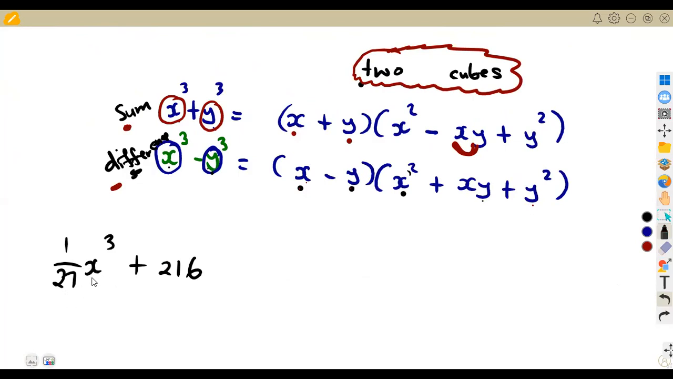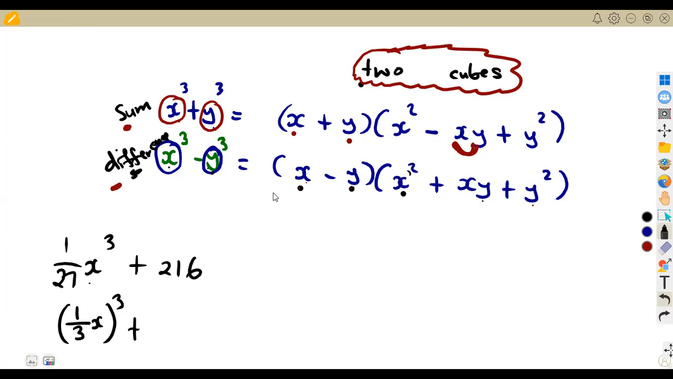Here, we're just going to consider, can we write this as a number to the exponent of 3? 1 over 27 as a fraction is the same as 1 over 3 to the exponent of 3. So meaning to say, the whole part that we see here can be written as 1 over 3x, everything to the exponent of 3. 1 over 3 to the exponent of 3 is 1 over 27, and x to the exponent of 3 gives us x to the exponent of 3. Plus, what about 216? 216 in the base of 6, that is 6 to the exponent of 3.